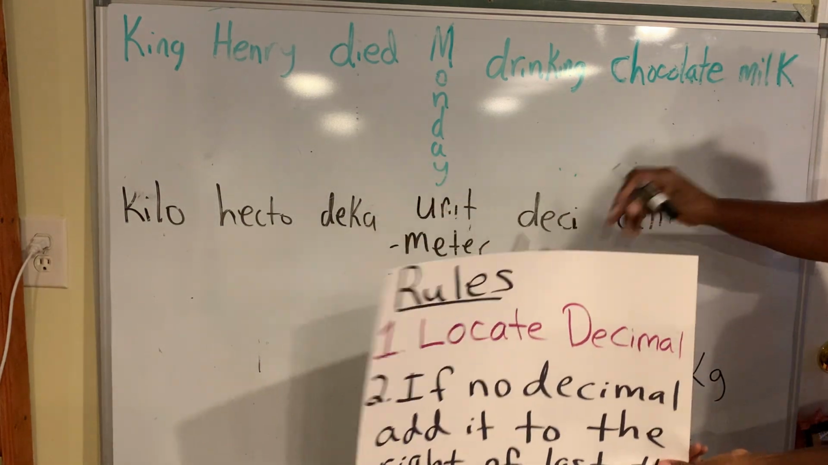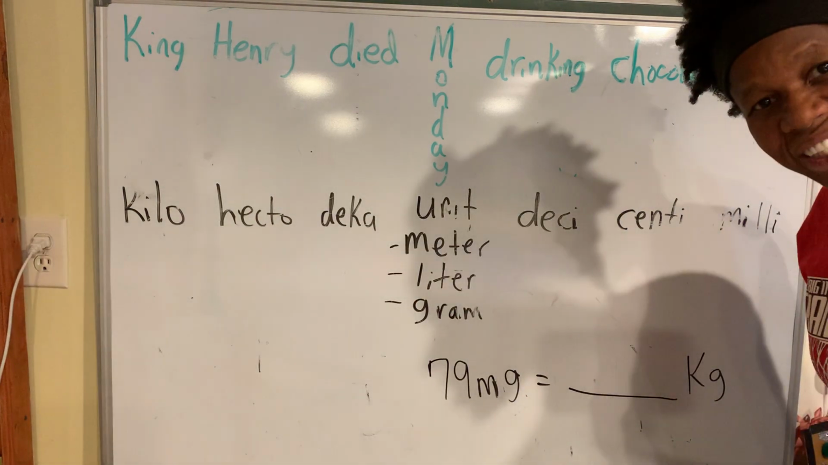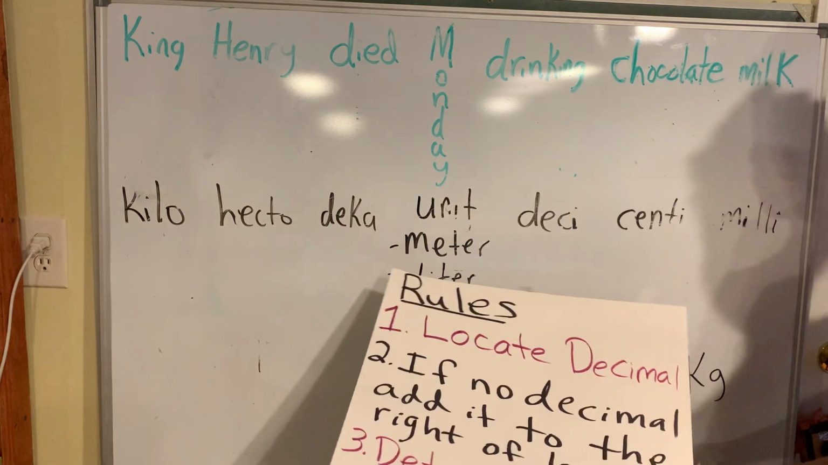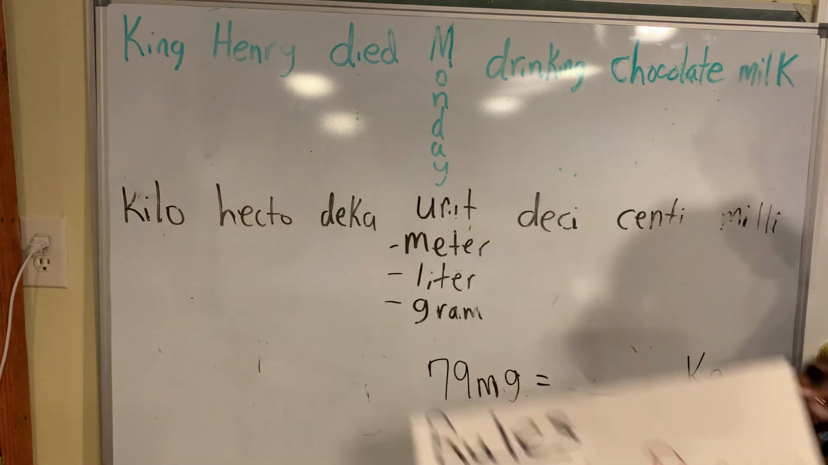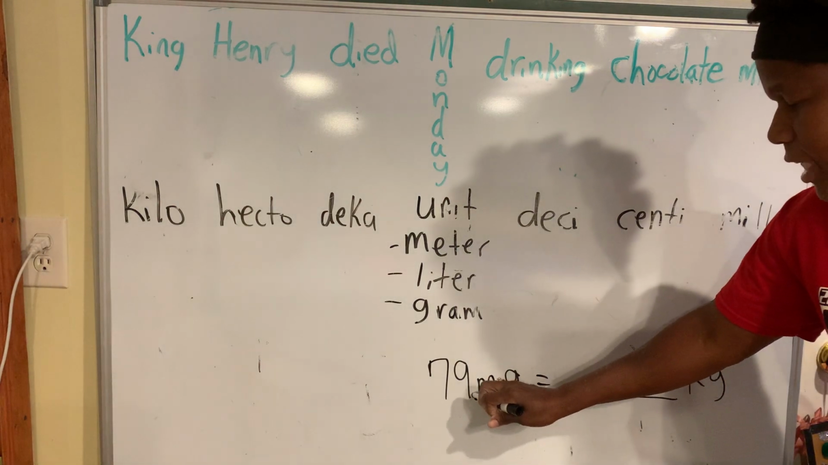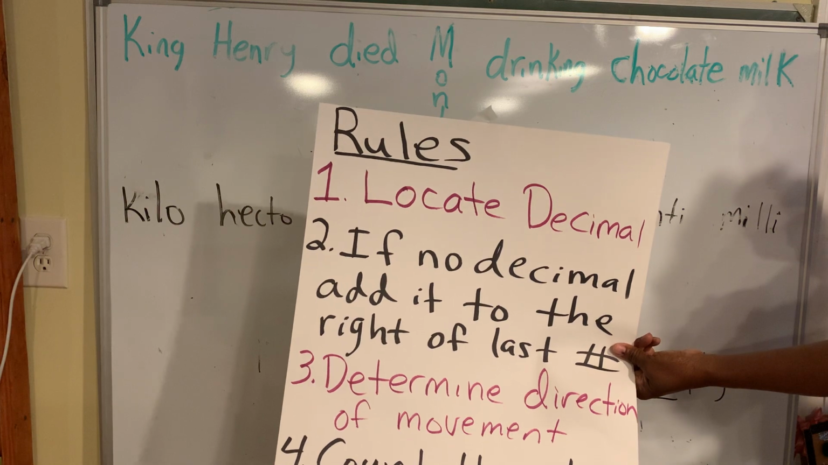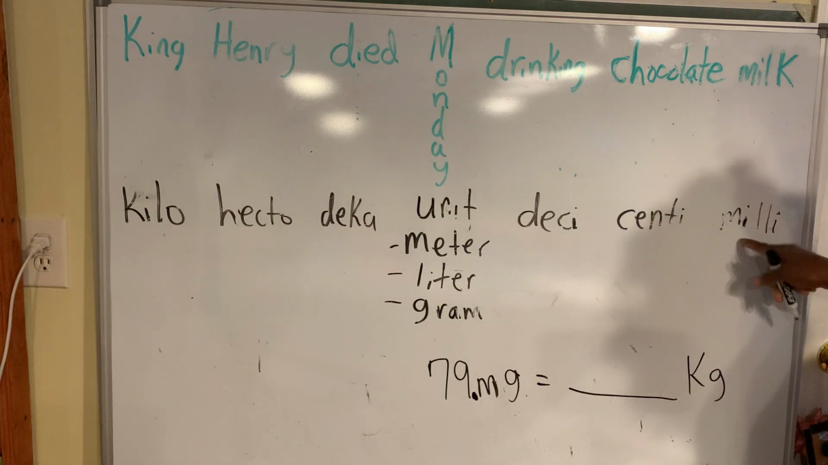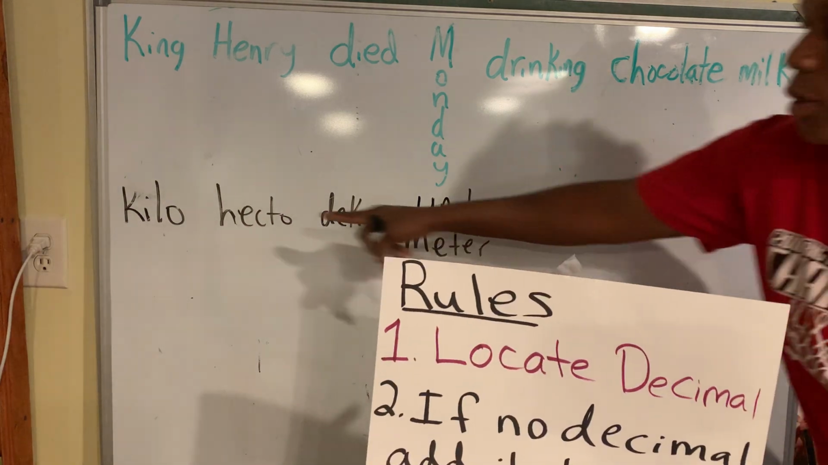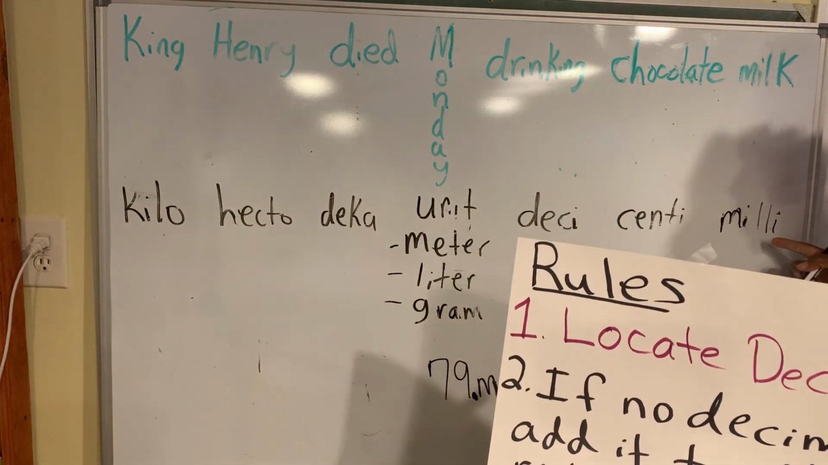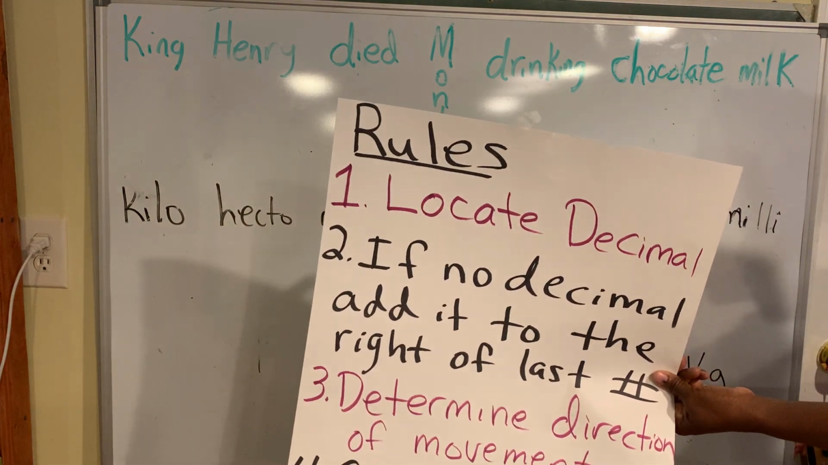Rule number 1 is what? Locate decimal. It doesn't have one, Miss Pennix. I don't see a decimal. Okay, well, we got to do what then? If no decimal, add to the right of the last number. So there's my decimal. I'm adding them. Then rule number 3 is determine direction of movement. Well, I'm starting here at milli, and I'm trying to go to kilo. So I'm going to move from left to right. Then I count the steps and carry the decimal.